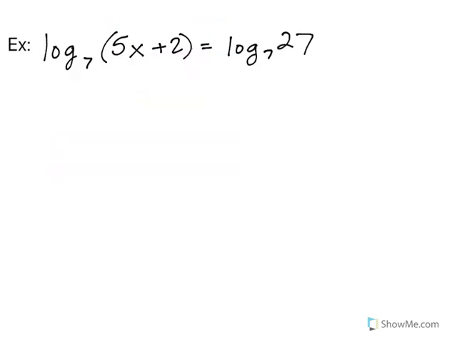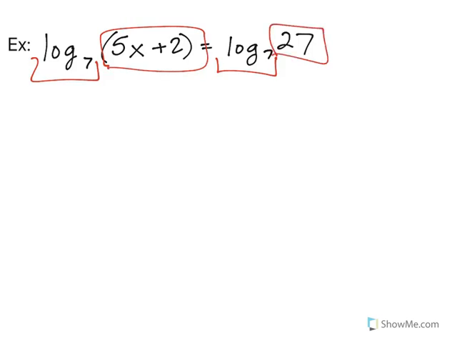Let's do one a little more difficult. The log of 5x plus 2 base 7 equals the log of 27 base 7. These are both base 7. Okay, so if the log is base 7 on both sides, then the arguments must be equal. So 5x plus 2 must equal 27. Okay, let's solve this equation.